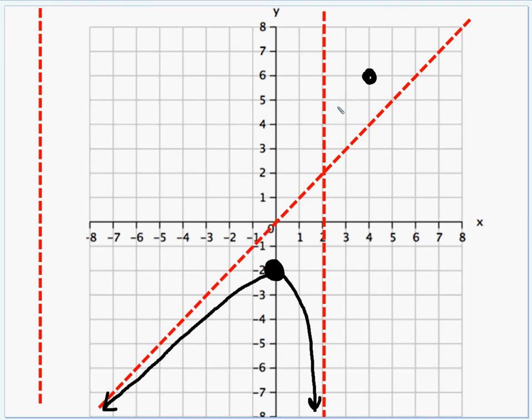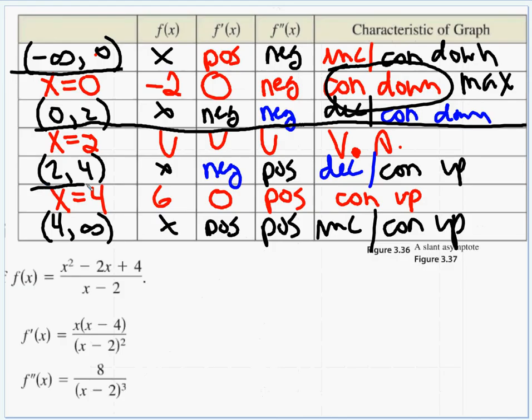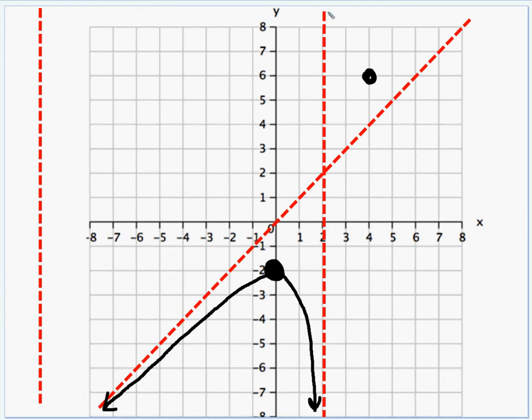Okay, our next interval is 2 to 4. So in between here, 2 to 4, we were decreasing and concave up. So we decreased and concave up, mind the vertical asymptote.